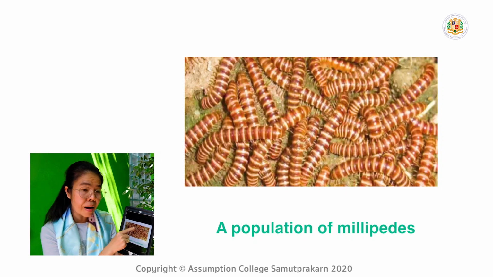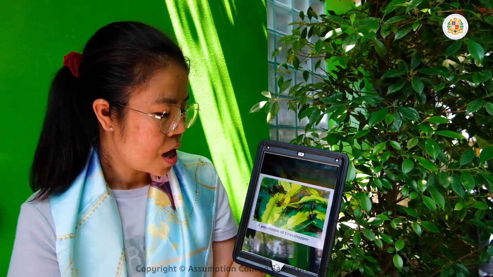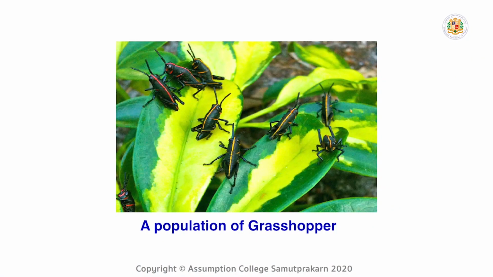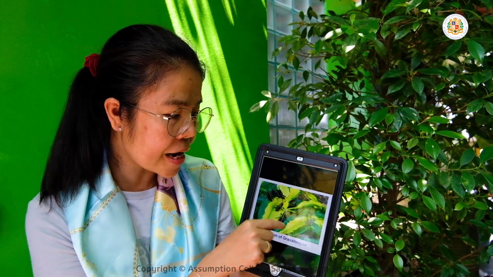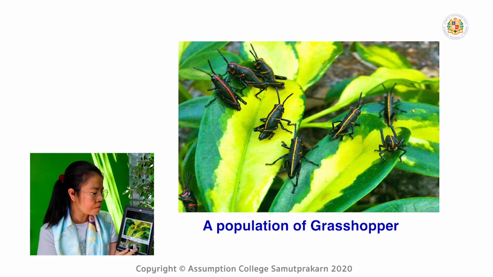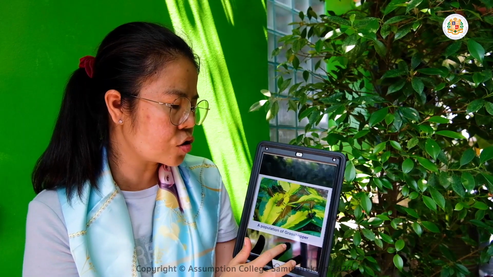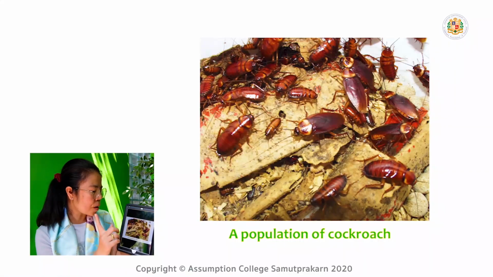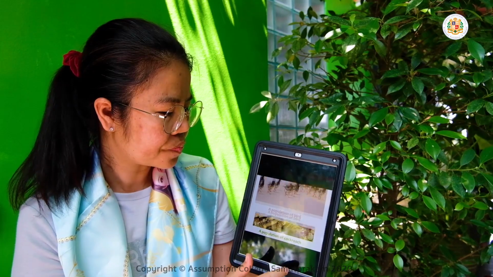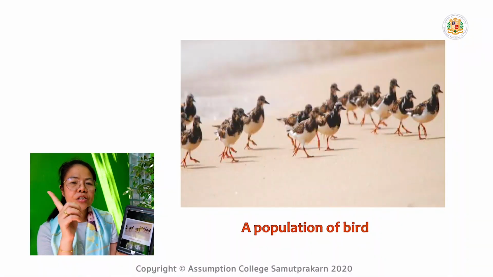So many millipedes stay together. Okay? This is a population of grasshoppers. Maybe more than this now, but only one type of grasshopper stays together. We call it a population of grasshoppers. And a population of cockroaches. Okay? A population of birds.